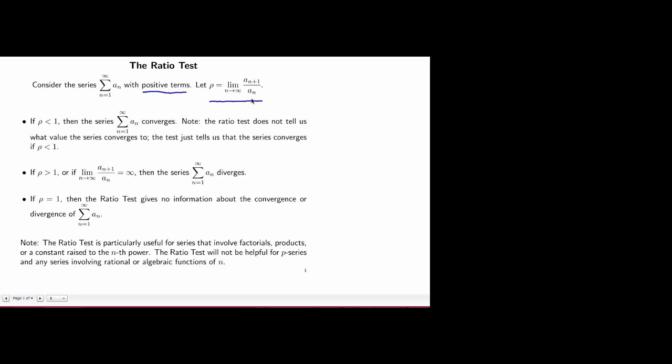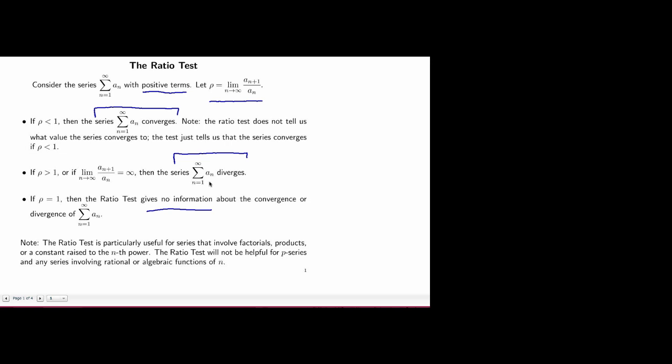So when we're doing problems, we'll compute rho. If rho is less than 1, then the series converges. Note, though, that the ratio test doesn't tell us what value the series converges to, it just tells us that the series converges if this value of rho is less than 1. If rho is greater than 1, or if we get a limit of infinity, the series diverges. And if rho is equal to 1, then the ratio test gives us no information, and we'll need to use another test to determine whether the series converges or diverges.